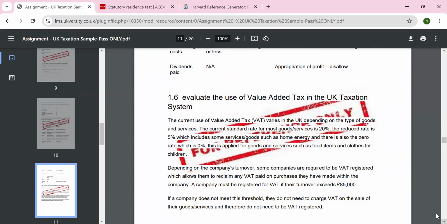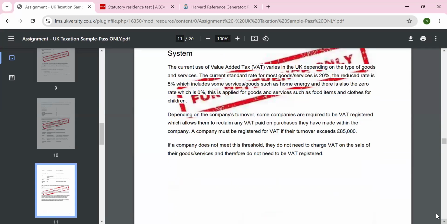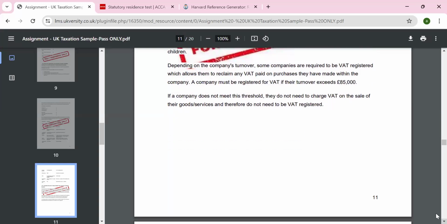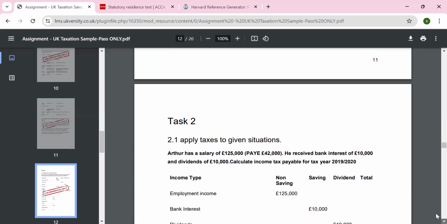Evaluate the use of value-added tax. We know value-added tax is VAT, with different VAT schemes: cash accounting, annual accounting. We have the zero VAT. We have a flat rate. So we can look around different schemes and different items you can discuss to meet the criteria.